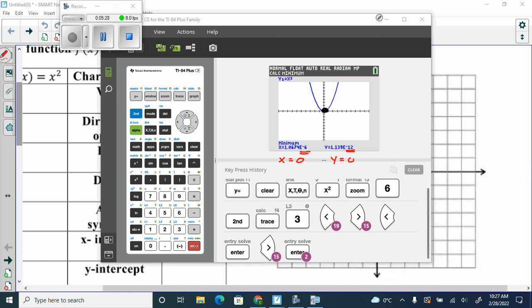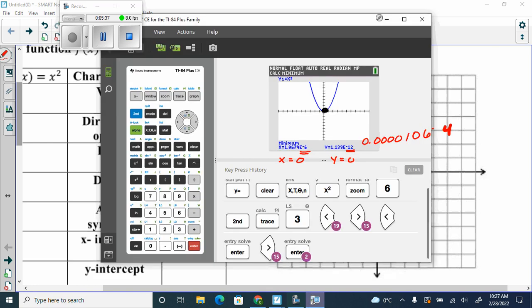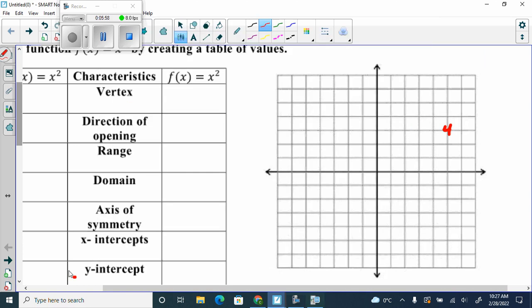Because this is really just 0 decimal 1, 2, 3, 4, 5. Oop, I went off the thing. So this is just this, right? Which we can round to 0. We agree? So whenever we have these e to the negative anythings, that's just scientific notation for 0. So I know then that my minimum is at 0, 0. So I'm going to go back here, and I'm going to go to my minimum, and I'm going to put a 0, 0.